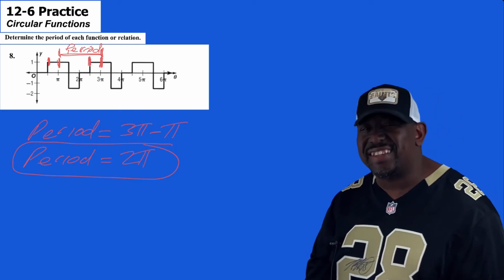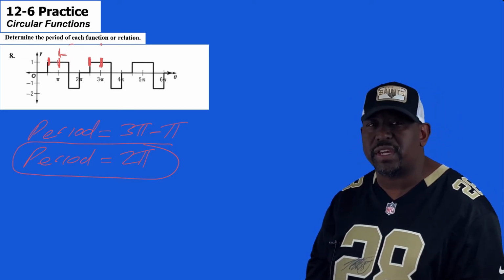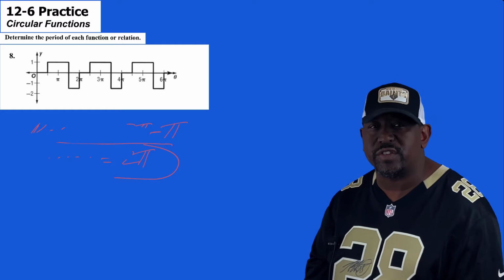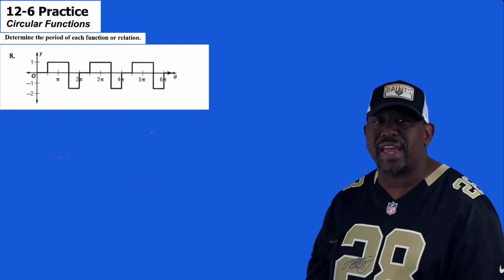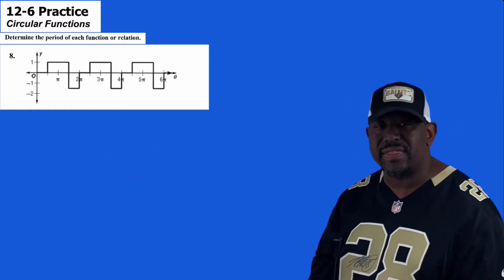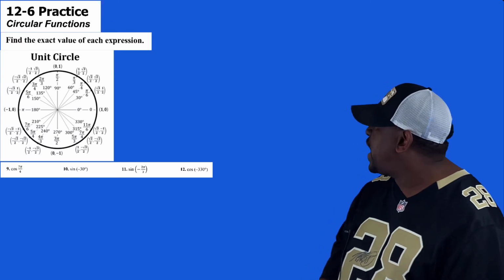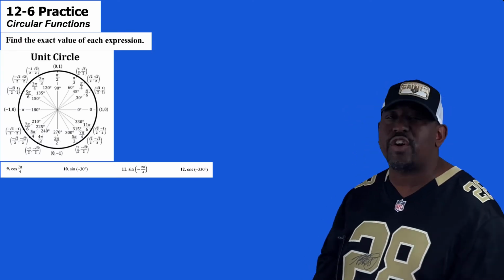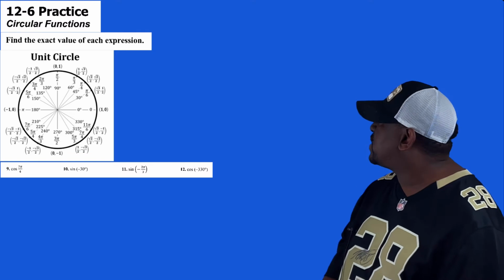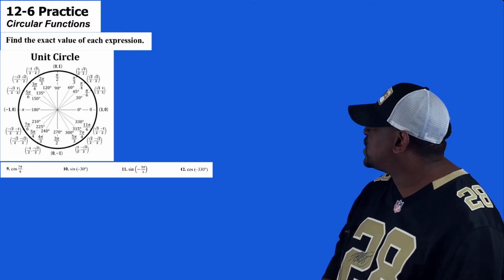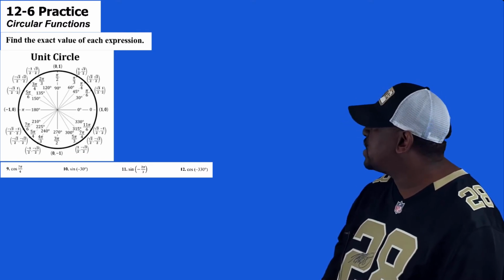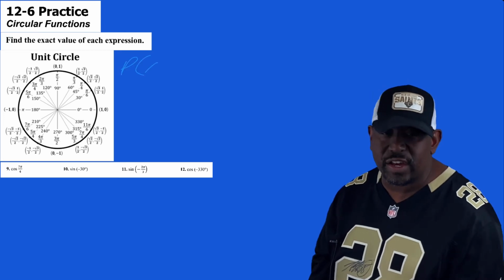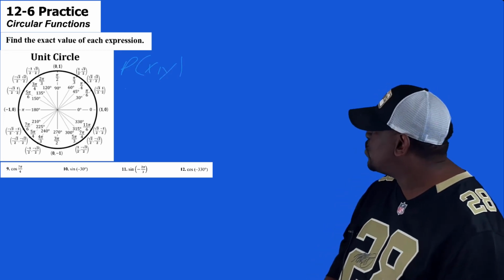So again, it's not a hard concept. You just want to pick 2 points on the function where one whole cycle is completed, and you find the difference in that. So now we're going to use our unit circle to estimate the exact values of each expression given. And so I give you this unit circle to help guide you to the values you want to get.